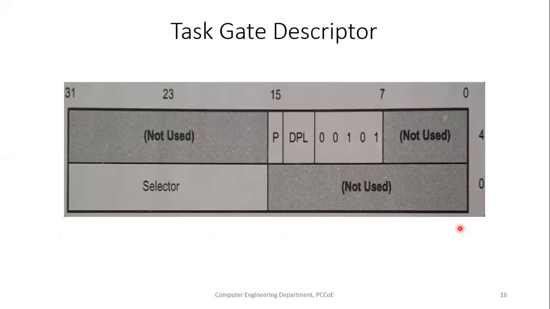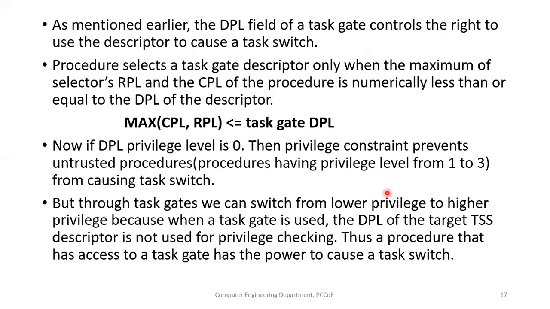So this is the diagram of the task gate descriptor. It is a 32-bit descriptor in which the first 7 bits are not used. Then we have 10100, the descriptor's privilege level, the P bit, and again the remaining 16 bits are not used. Below is the portion that has the selector part only, and then the first 16 bits are not used. We'll read now about this diagram.